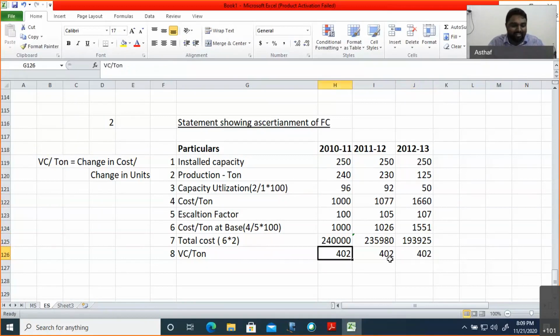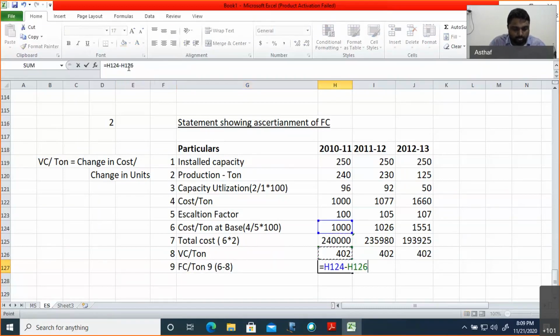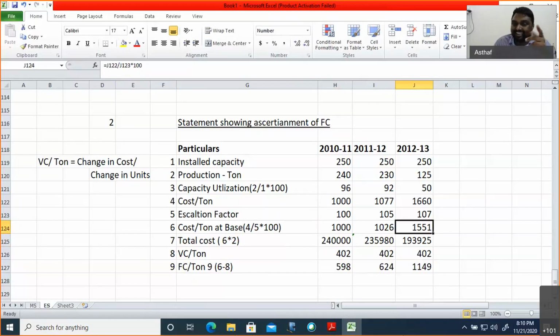So we will go to the main point. See, what will be the fixed cost per ton then? Your total cost is 6 minus 8. What will come? $598 here. If you take here you will have 624. Here you will have 1149. So this will be the fixed cost per ton, because we have the total cost here. So from the total cost, reverse calculation. You have done a lot of problems like this in your intermediate, same concept only. From your total cost, we are just taking the reversal. So 1551. Here you have variable cost. If you take the difference, you will get fixed cost.